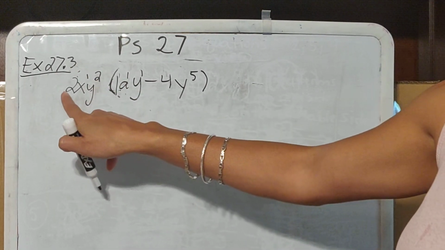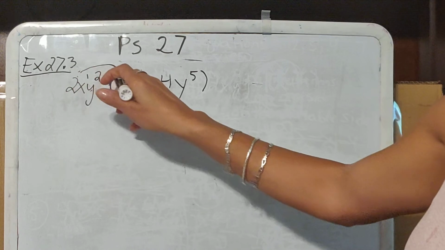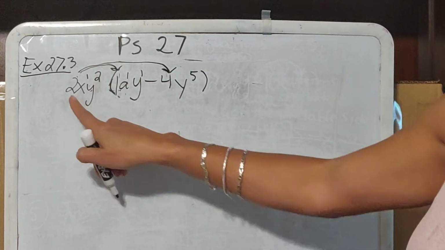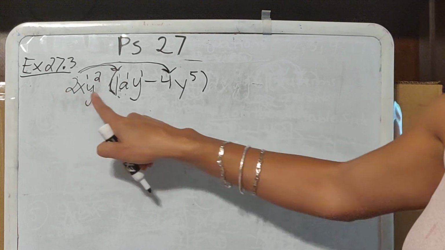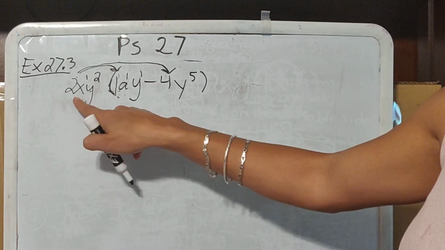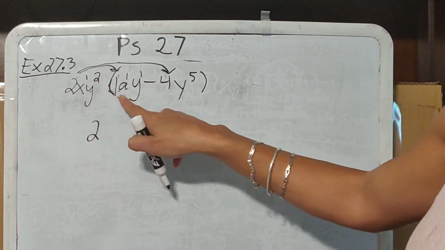Okay, next I'm going to take the 2xy squared and multiply it to the first term and multiply it to the second term. I have to take the 2 and multiply it to the coefficient of 1, which is 2. Then I'm going to look at the xy squared and multiply it to the ay.